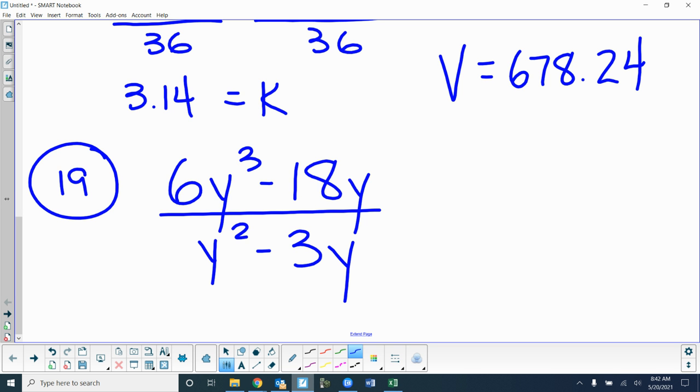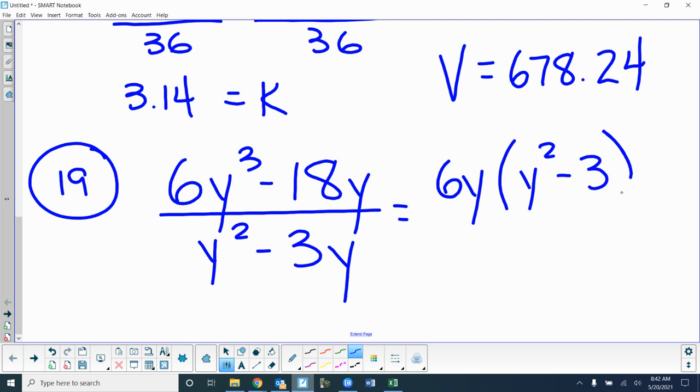What's the first thing we want to do when we factor? Look for a GCF. Yeah. What's the GCF for the numerator? 6y. And then what's 6y cubed divided by 6y? Y squared. And what's negative 18y divided by 6y? Thanks. How about the denominator? Just y, right? And then we get y minus 3.